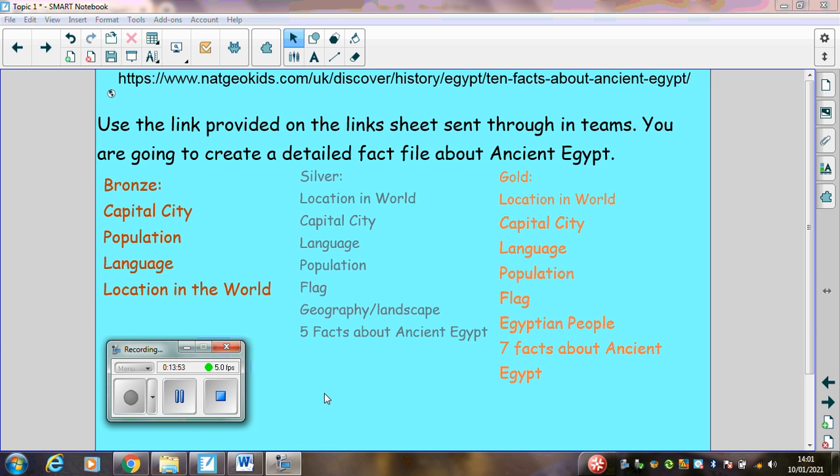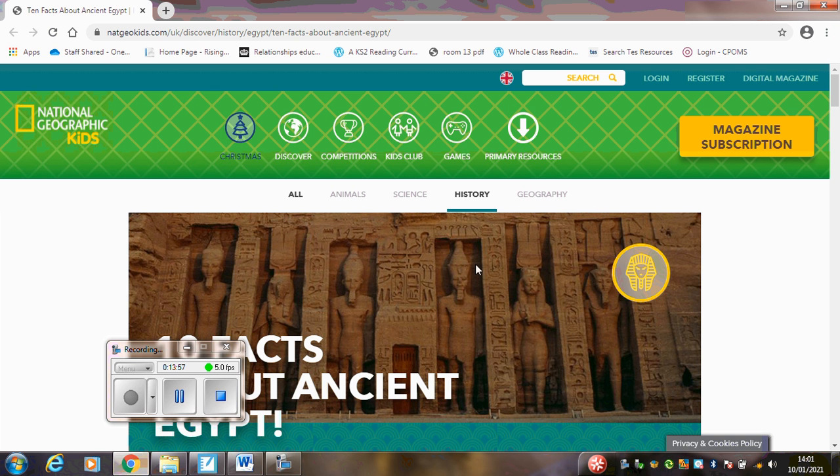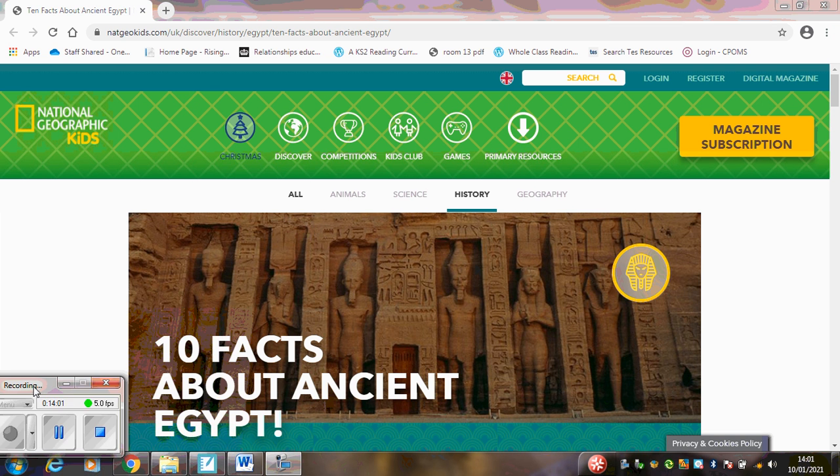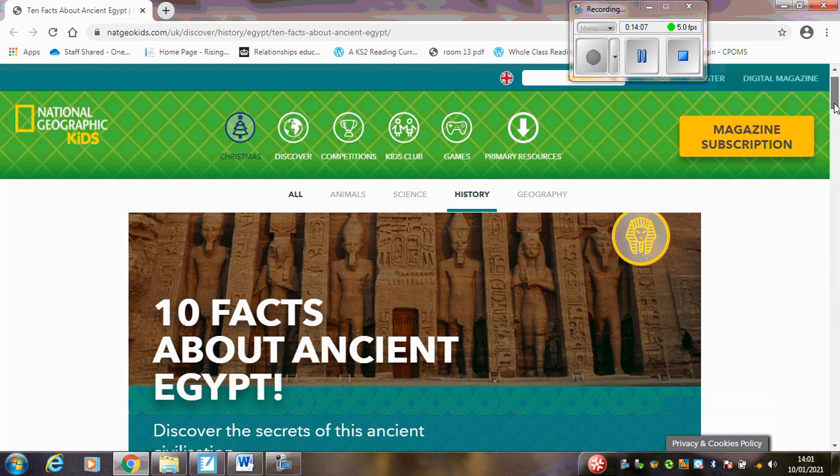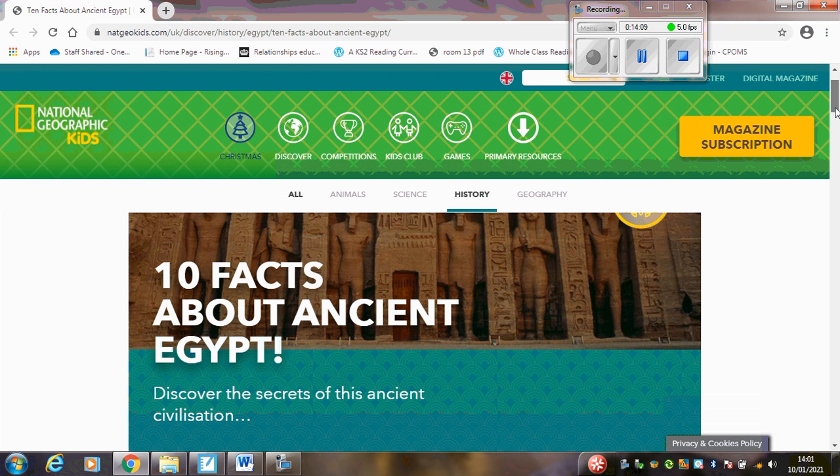Okay, so I'm just going to show you this website that's linked up at the top of the page, just so you get an idea of what you're going to be looking at. So this is how it looks. Let's just move this out of the way. This is National Geographic Kids, so it's a really useful website, and it's really detailed and backed up and that kind of stuff.